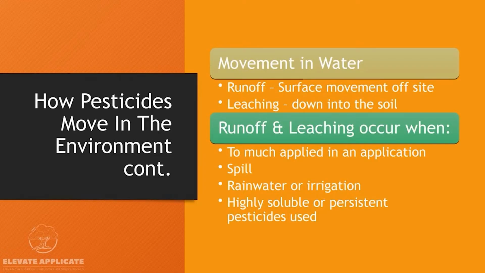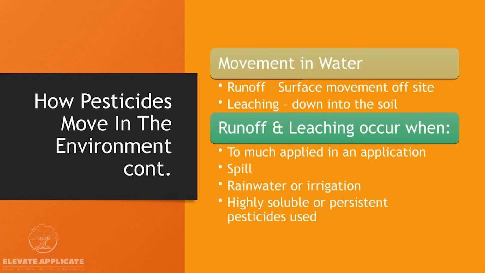Pesticides can move in water through runoff or leaching. And runoff is surface movement. So say you do an application on a lawn and you get some overspray on a sidewalk and then it rains. Well, that pesticide is not going to absorb into the concrete. It's going to move with the water. So where does it go? Probably the storm drain and to wherever that's going.